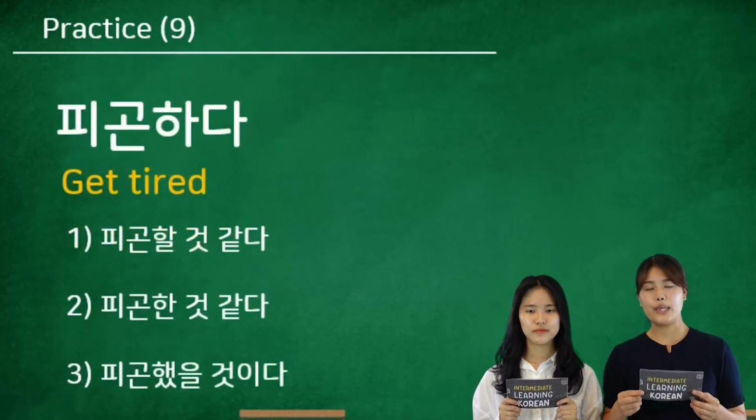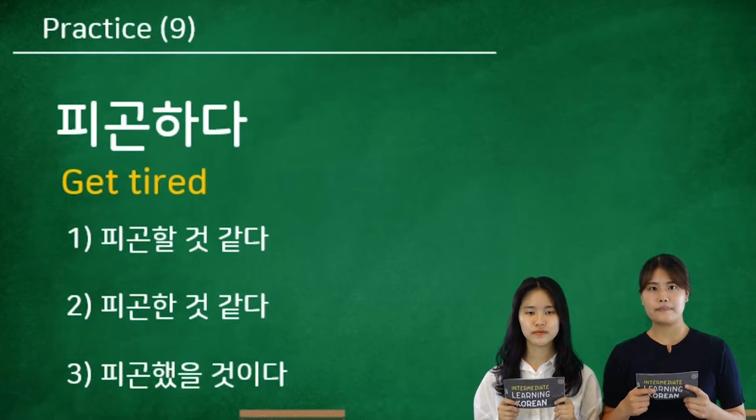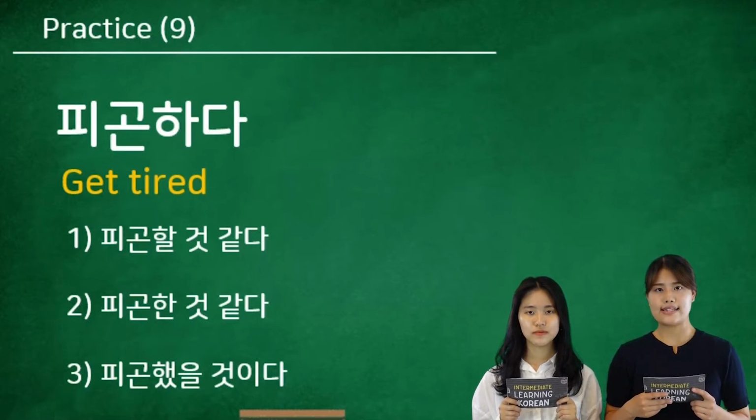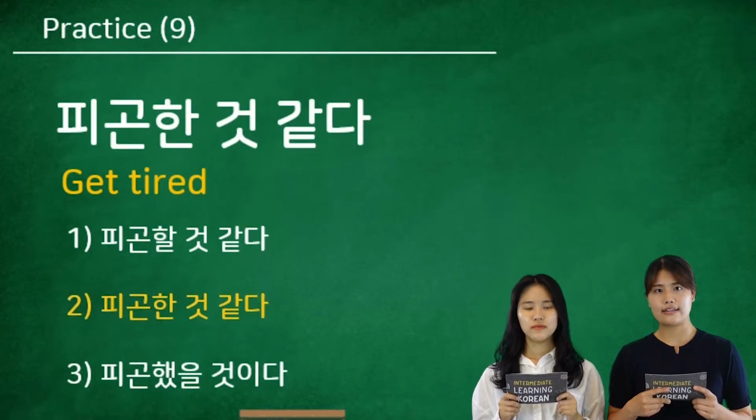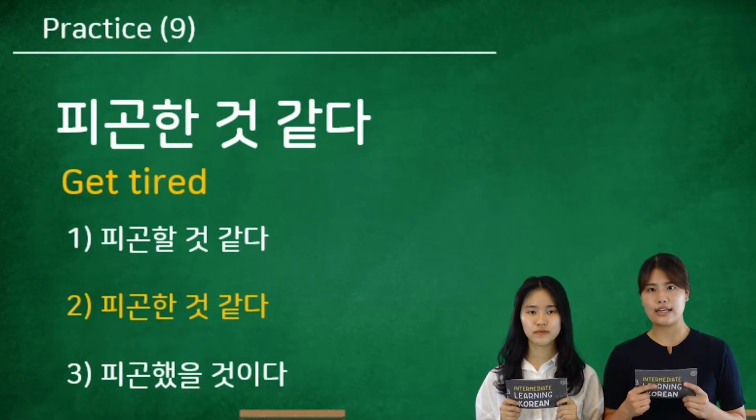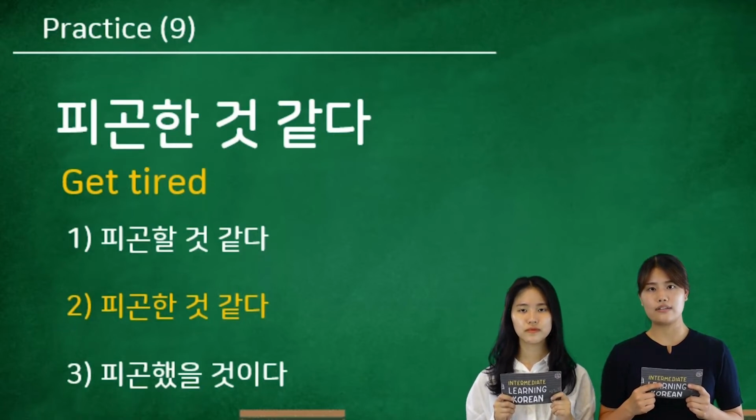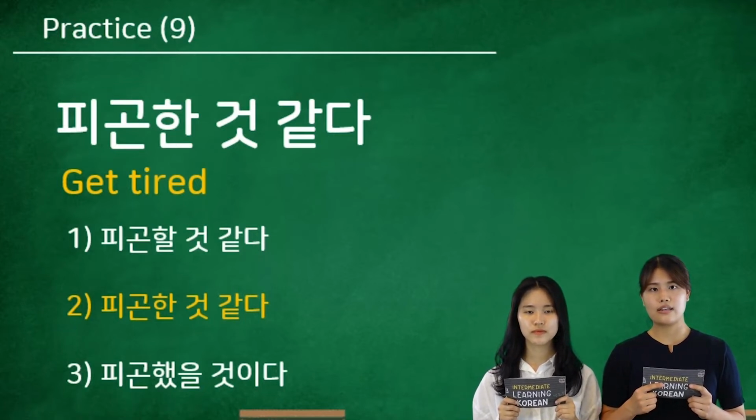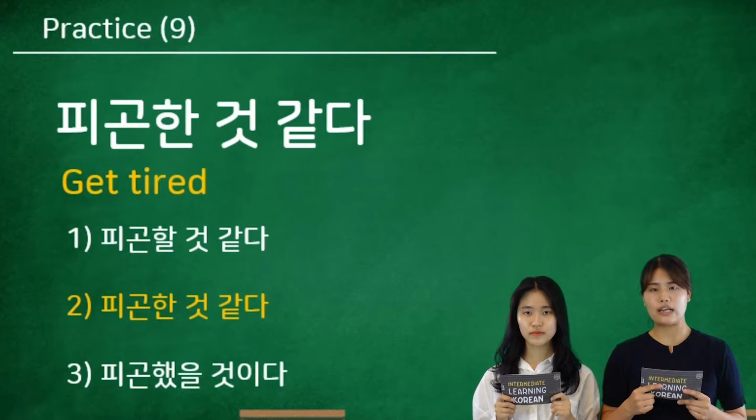피곤하다. How can we change 피곤하다? Yes, it is 피곤한 것 같다. If you remove 다 from the verb 피곤하다, there is no final consonant, so we can use 니은 것 같다. Then it becomes 피곤한 것 같다.